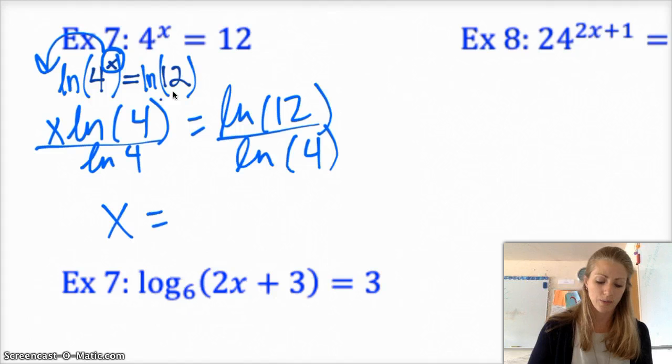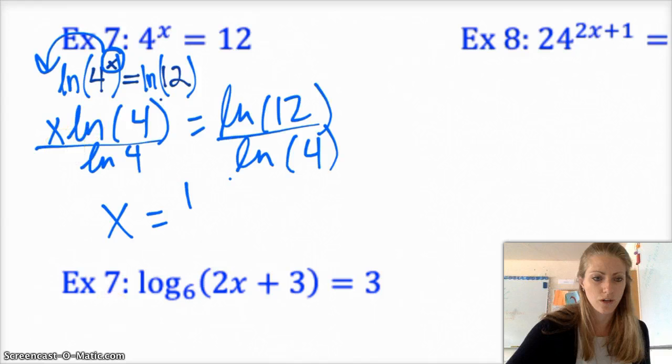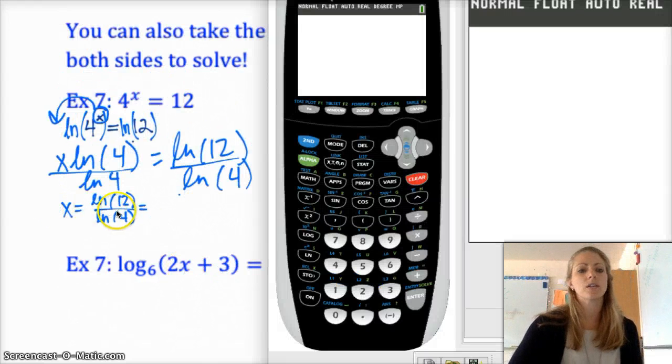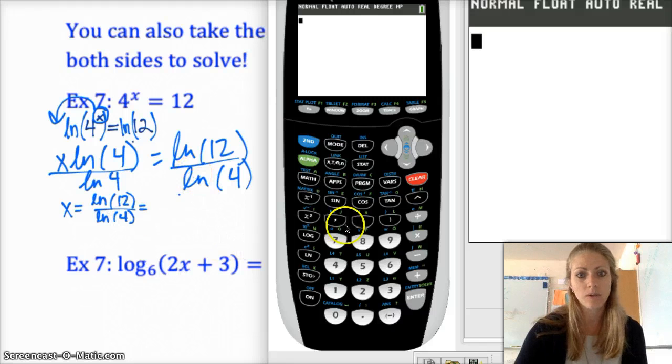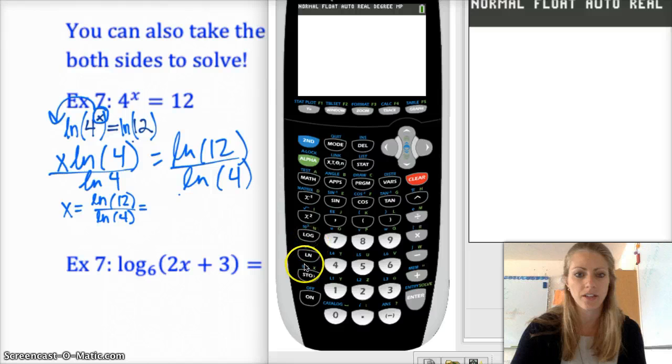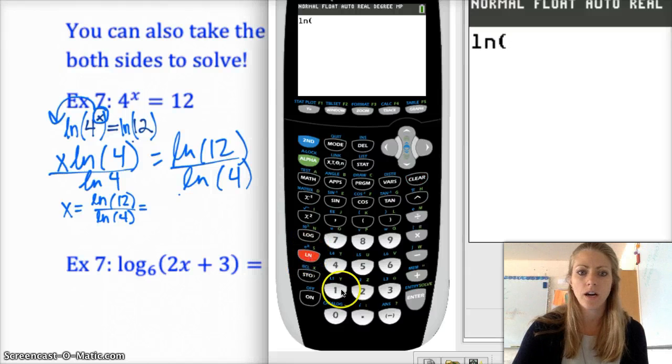So x is equal to the natural log of 12 over the natural log of 4. Okay, so x equals the natural log of 12 divided by the natural log of 4. Depending on whether I want an exact answer, this is an exact answer, or a rounded decimal answer, I can get the decimal in the calculator. So I do the natural log of 12 divided by the natural log of 4.